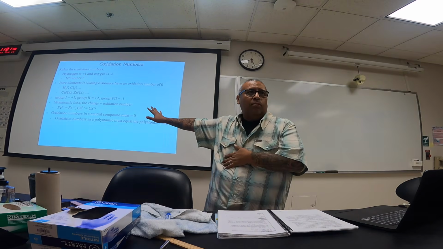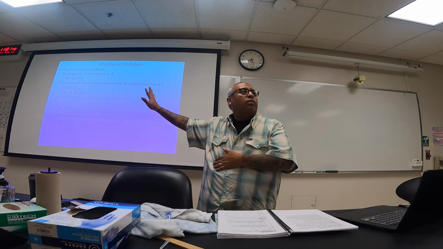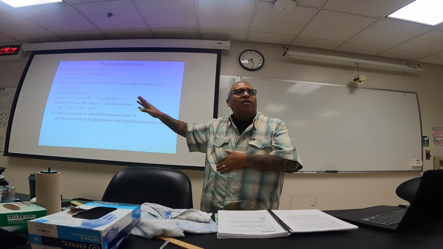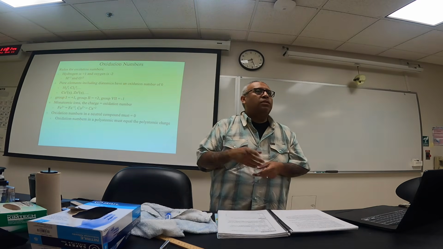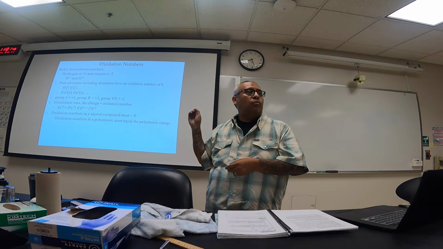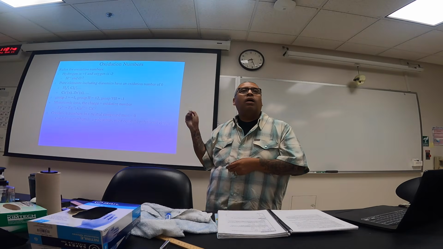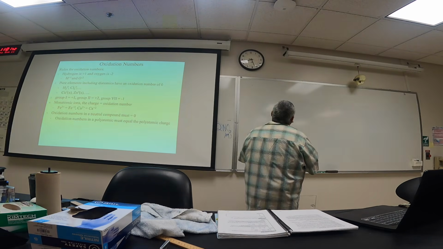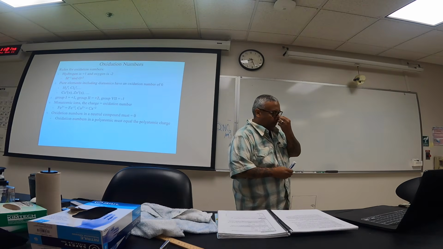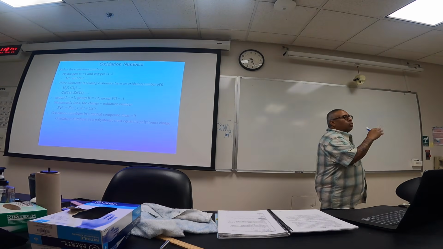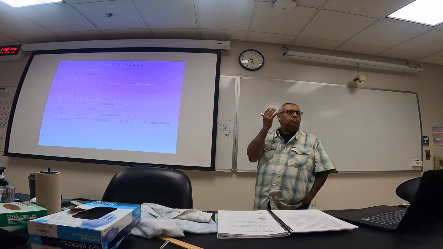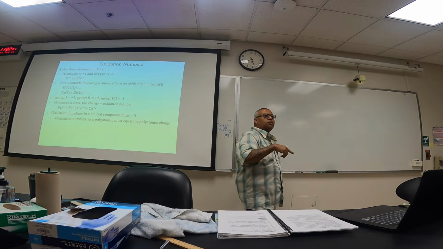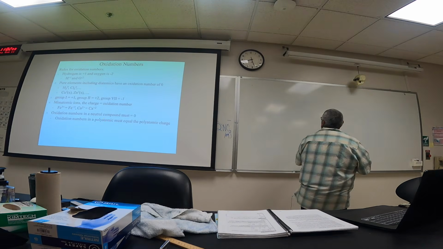We don't go to the periodic table. I go to the periodic table when I'm looking for charges. If I want to know oxidation numbers, I'm going to use this set of rules in order to determine oxidation numbers. Okay? So, rule number 1. Hydrogen is always going to be +1. Pretty simple. Hydrogen +1, oxygen -2.